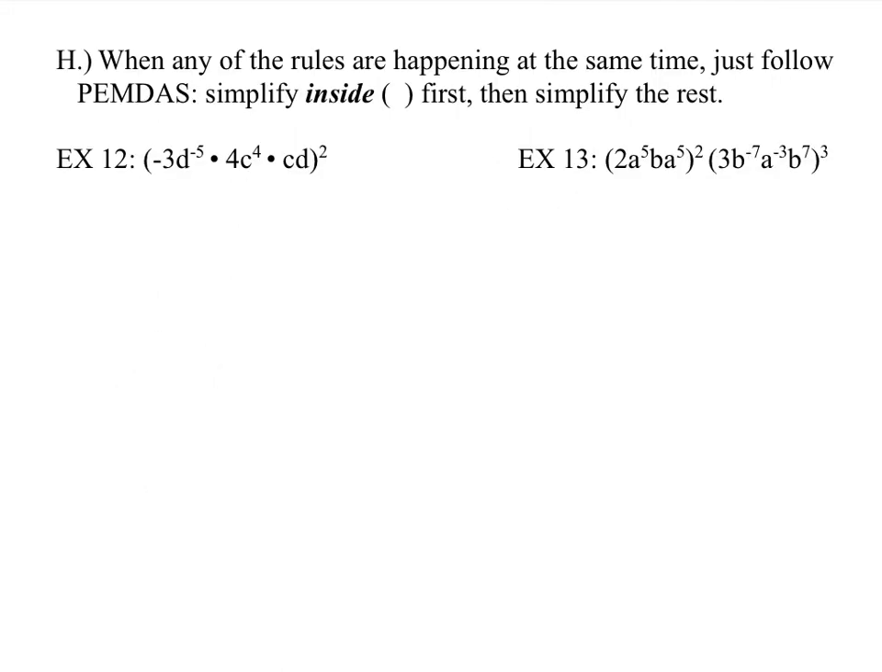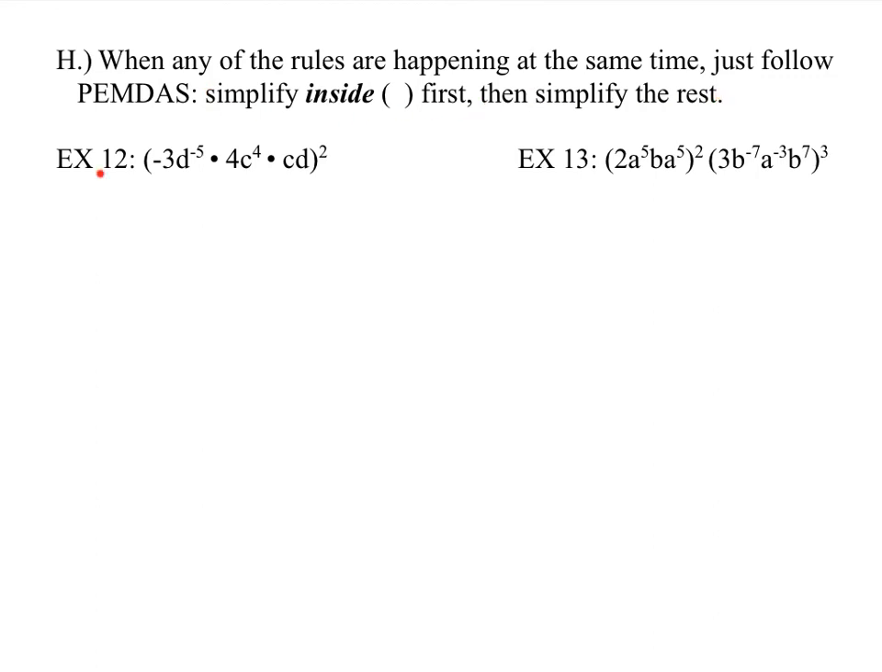All right, now these types of problems are the ones that lots of you really messed up on. So this is like, H is like combining concepts 10, 11, and 12 together. So when any of the rules are happening at the same time, you follow PEMDAS. So really, I want you to simplify what's inside the parentheses first, and then simplify the rest.